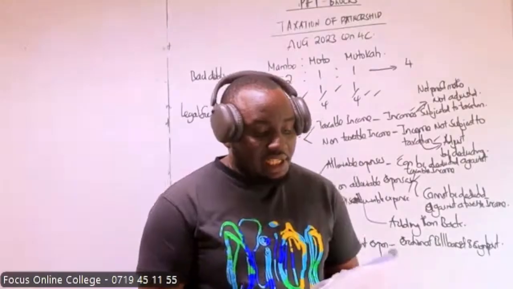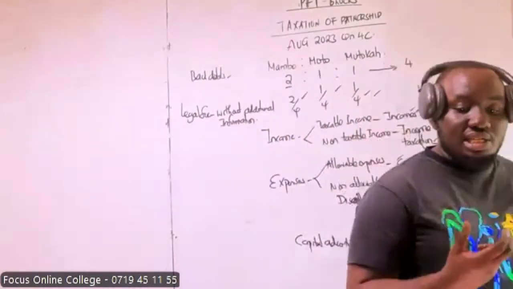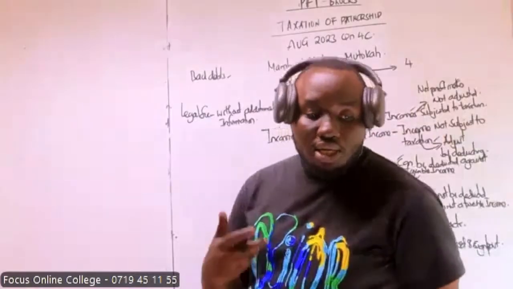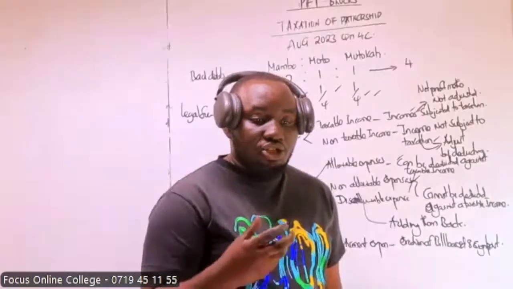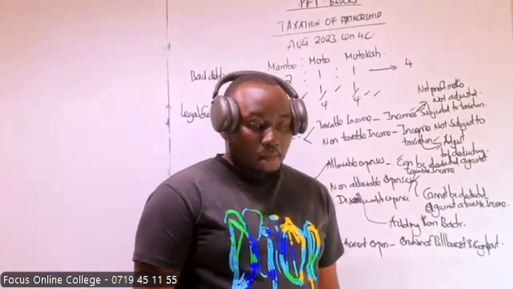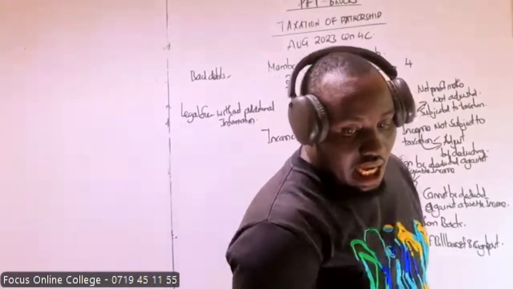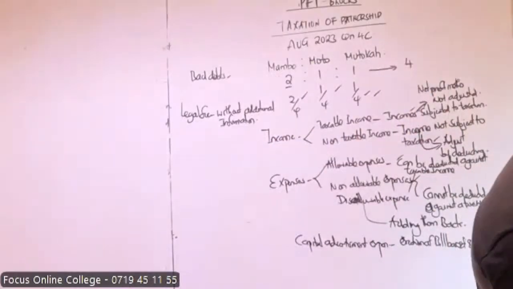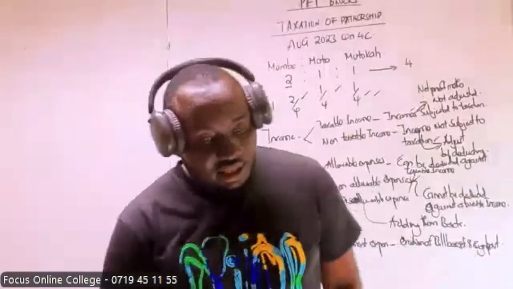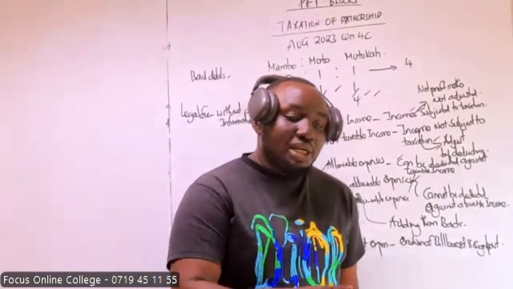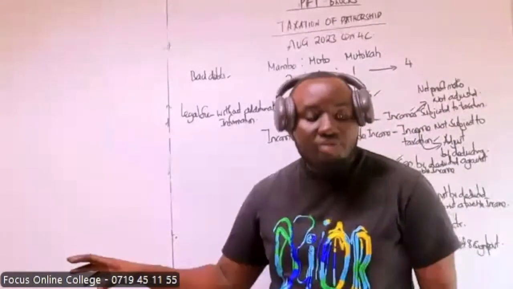Then you have the last item, interest on partners' capital. How do we treat the interest on partners' capital in relation to a partnership? Interest to partners is non-allowable when working out the taxable profit altogether.